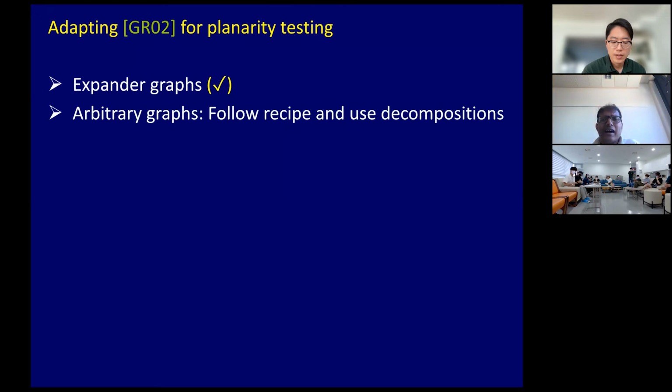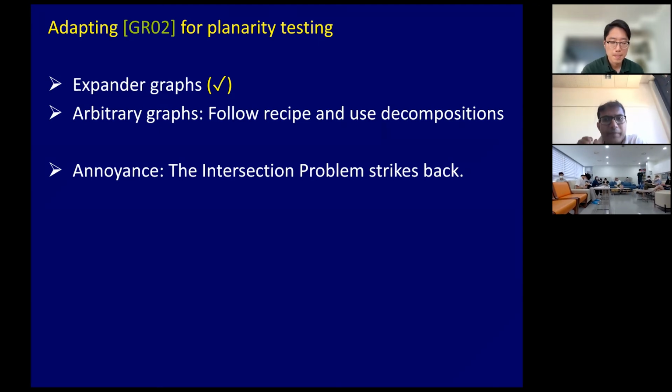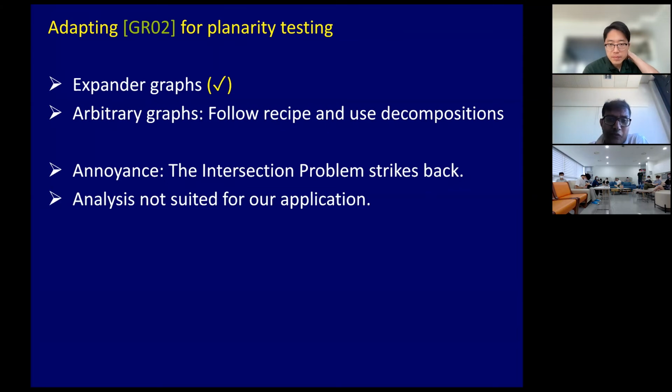But in arbitrary graphs, if you have to follow this recipe, stuff just gets complicated, because the intersection problem strikes back. And it's difficult to deal with the intersection problem. I'll tell you in more detail what exactly this intersection problem is, but the punchline is that it really becomes a nightmare. We were stuck here for quite a while, for more than 2 years.